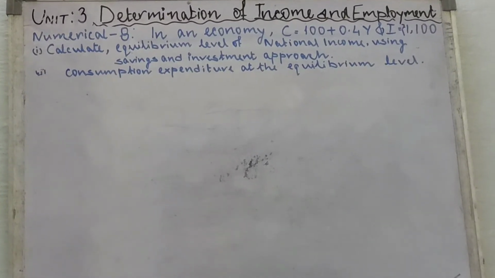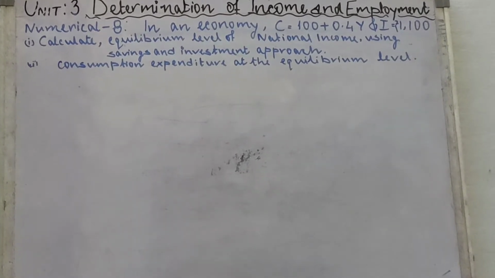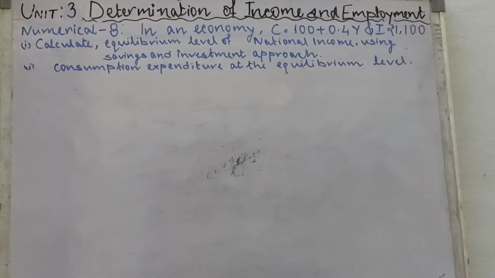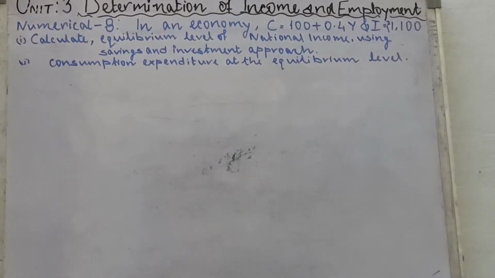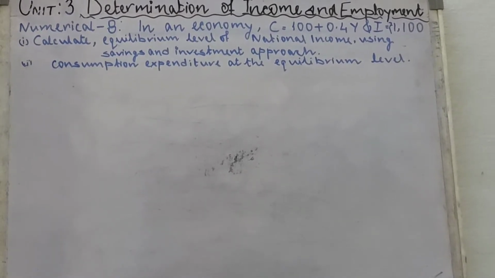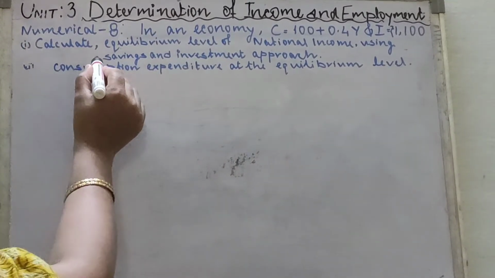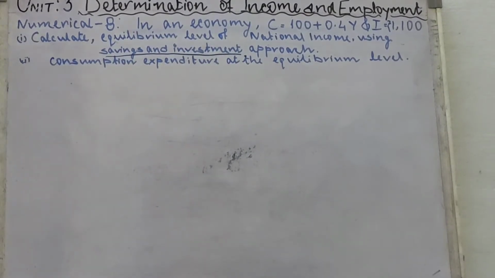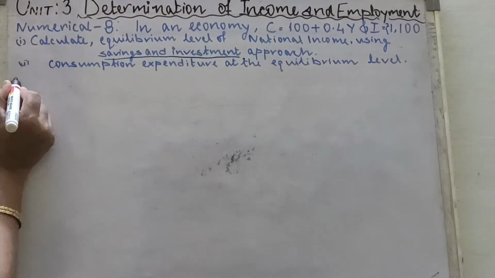Numerical 8. In an economy, C is equal to 100 plus 0.4Y and investment expenditure is rupees 1100. So what do we have to find out? We have to find out the national income with the help of the saving and investment approach, and second, we have to find out the consumption expenditure. Let us start with the first.